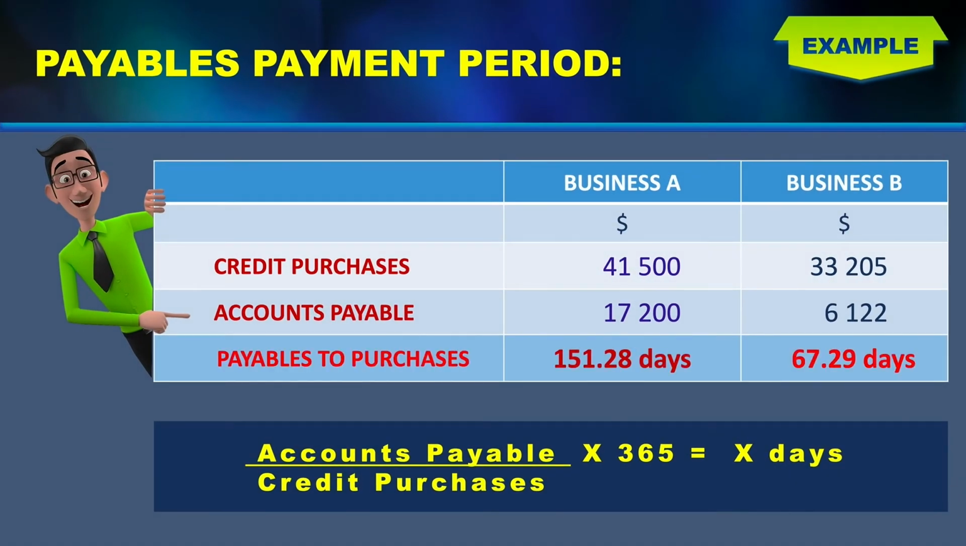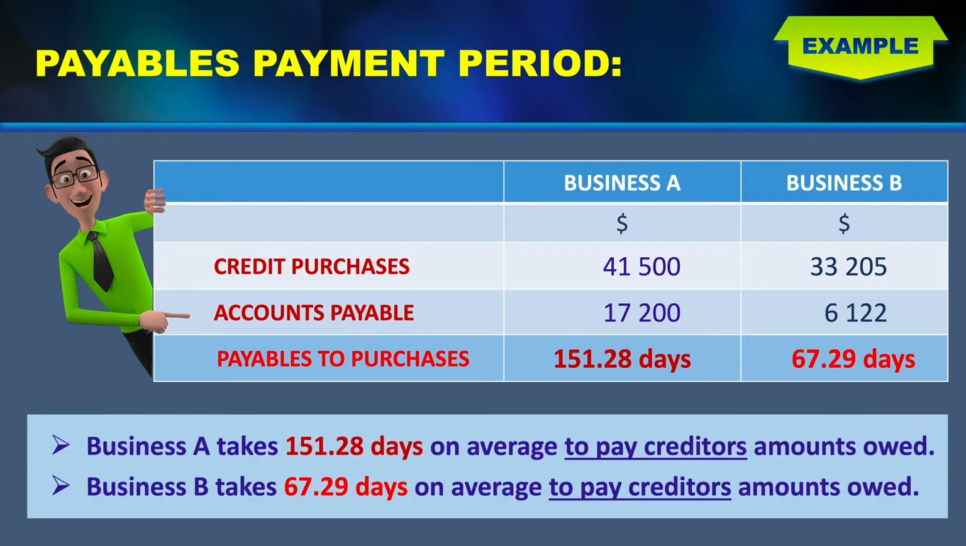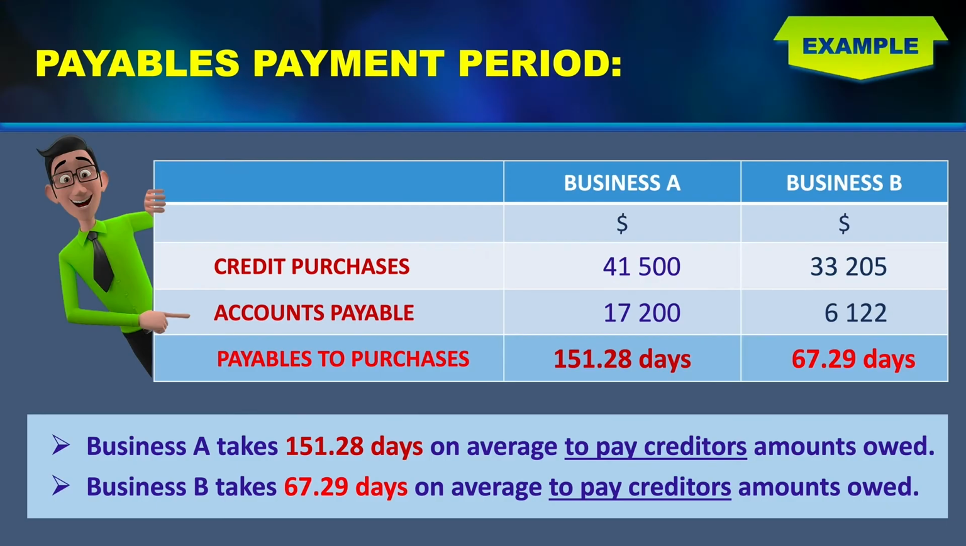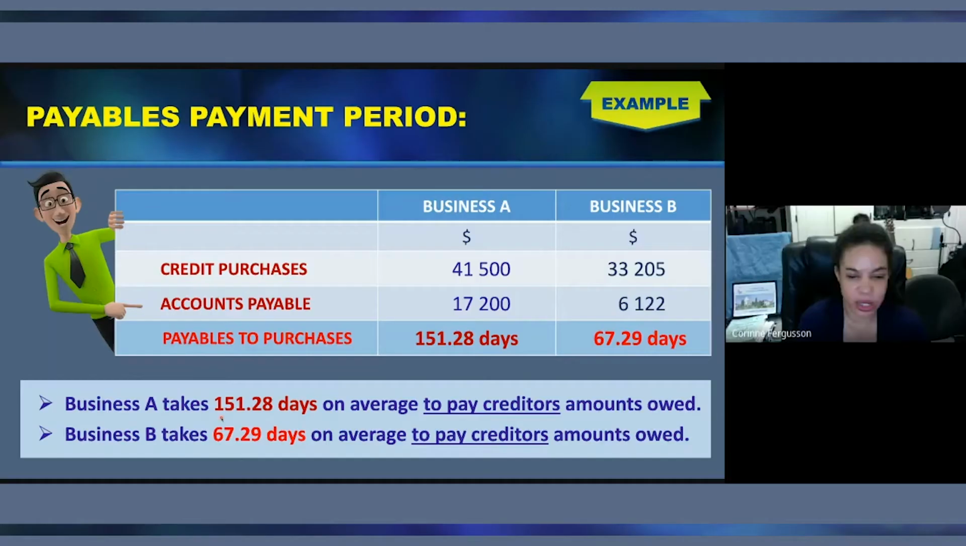So when we did our working to compare the two businesses, you would see that business B, once again, takes a shorter time, or they pay off their debts to their creditors faster than business A. In fact, business A takes a very long while. How many months is that? About 5 months to pay off. So on average, business A takes 151.28 days to pay its creditors, whereas business B takes 67.29 days on average to pay its creditors.